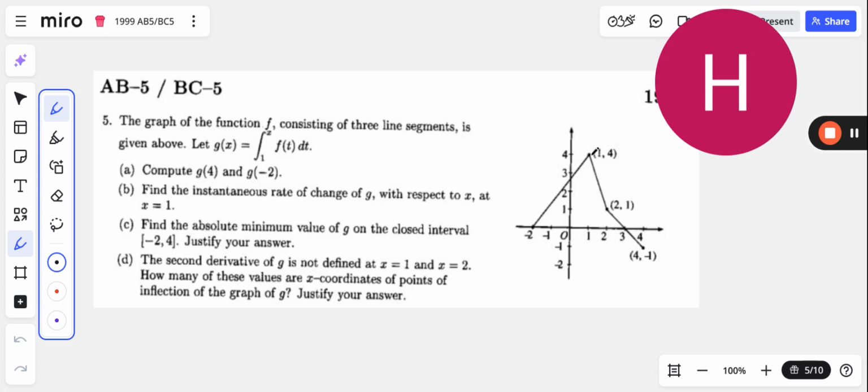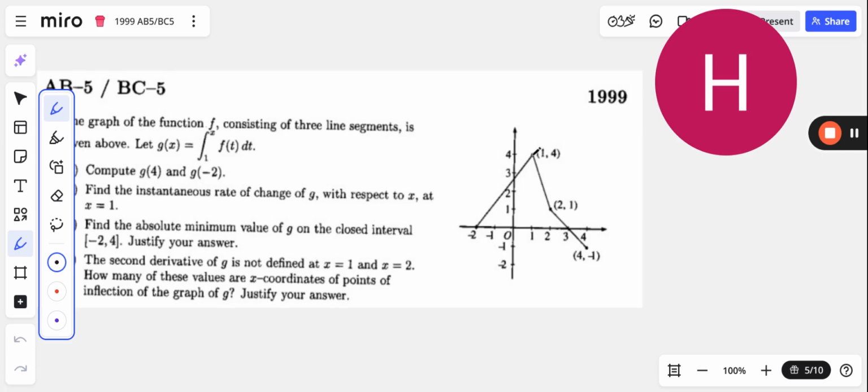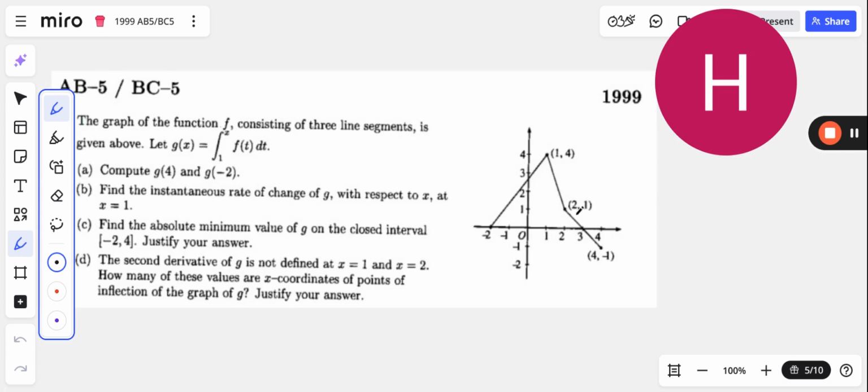But we have another point for the segment at 1, 4. And then the second line segment goes from 1, 4 to 2, 1, goes down there. The third and final segment goes from 2, 1 to 4, -1, and it does seem to pass right through x equals 3.